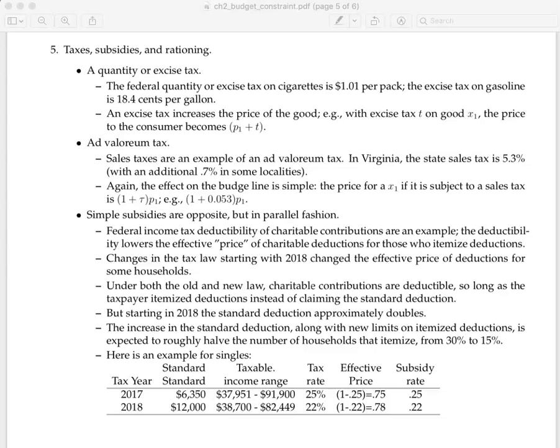Last section of Chapter 2 is Section 5. We're going to talk about taxes and subsidies. Varian also talks about rationing, which I do not talk about during the lecture. We'll just concentrate on taxes and subsidies. So here, taxes are pretty straightforward. The way to think about taxes is that it affects the budget line in a particular way.